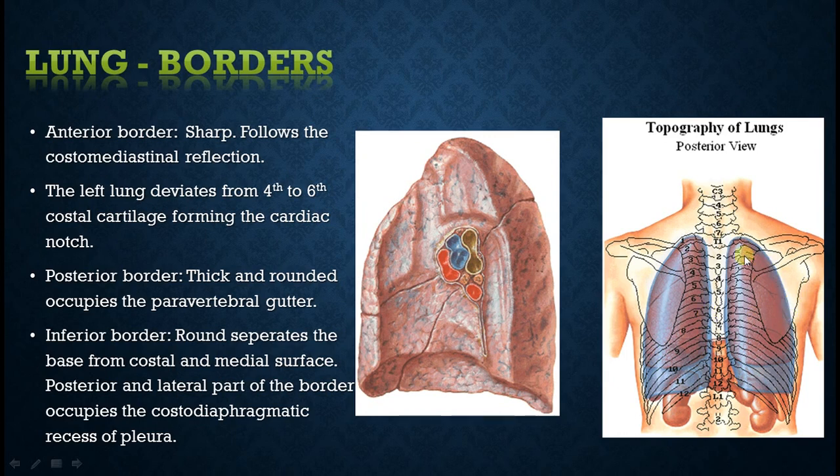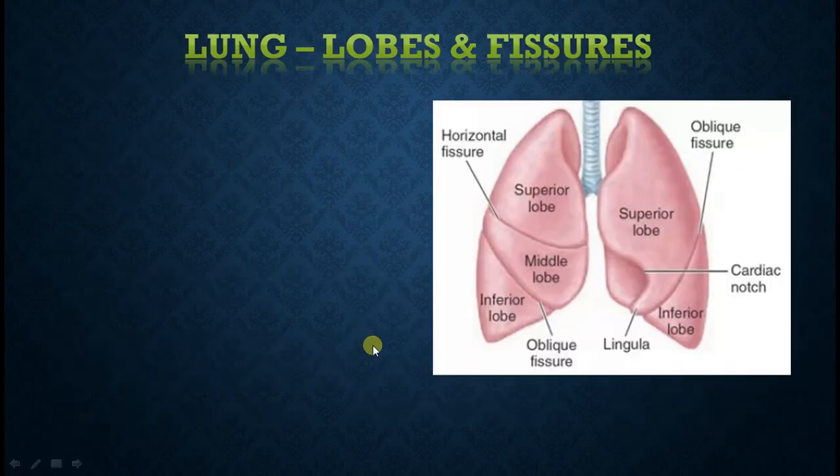You are able to see the posterior border of the lung, up till the 10th rib in the scapular line. The posterior border is thick and rounded, whereas the anterior border is thin and sharp. So we have seen three borders: the anterior border, the posterior border, and the inferior border of the lung. We have also discussed the surfaces. Now we will come to the lobes and fissures of the lung.